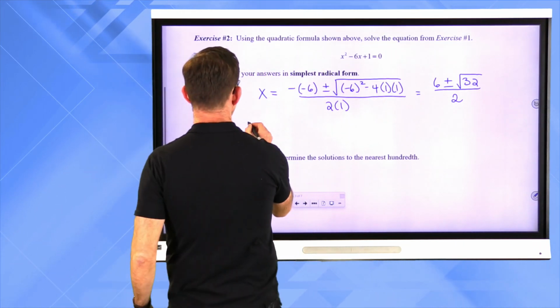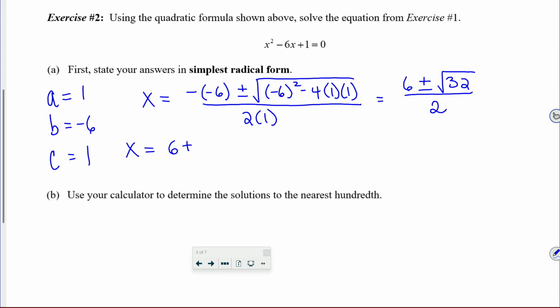All right, so what am I going to do? I'm going to leave the 6 alone. I'm going to rewrite the square root of 32 as the square root of 16 times the square root of 2, all divided by 2.